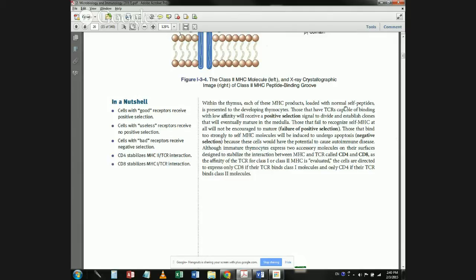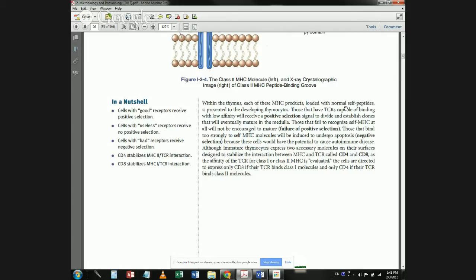So positive selection is, I am selecting to see if you bind a little bit. Those that bind too strongly to self-MHC molecules will be induced to undergo apoptosis, which is a negative selection, because these cells would have the potential to cause autoimmune disease.